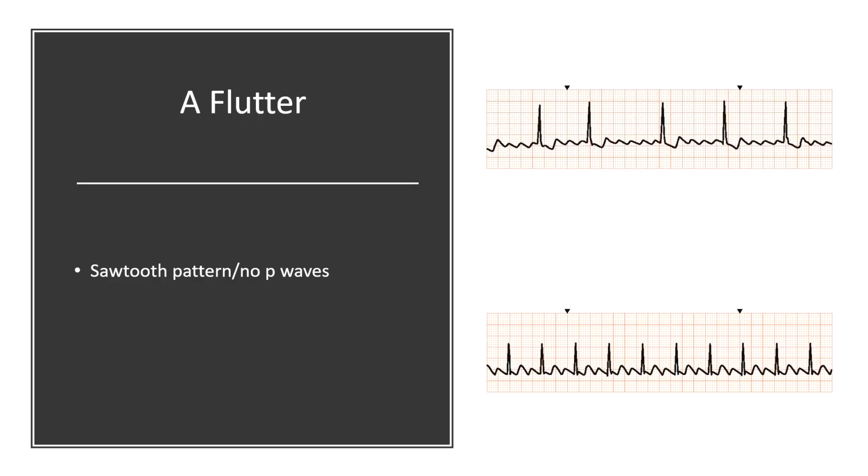And then atrial flutter. So this is more sawtooth. If you think of what a saw looks like, that's what is between the QRS complexes. Once again, it's hard to tell, do we have good P waves? No, not really. We just have lots of sawtooth pattern. And then we can have the fluctuating heart rate.